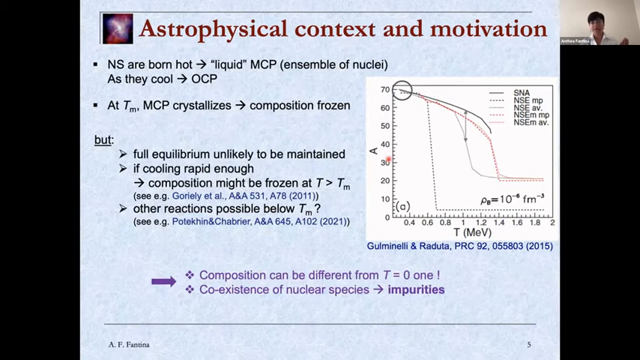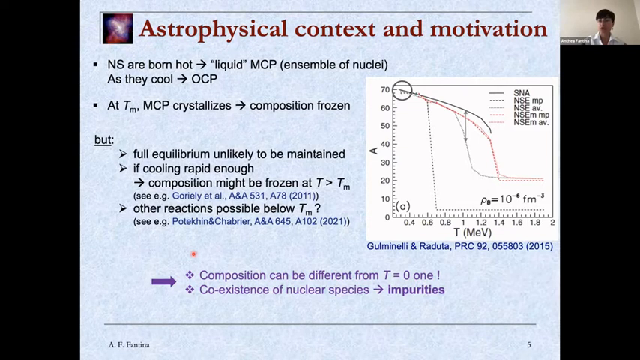And typically, what is assumed is that the crust crystallizes, so solidifies at a certain temperature, after which the composition is frozen. And then the full equilibrium is maintained until the ground state. However, this is unlikely to be the case. And if the cooling is rapid enough, then the composition might be even frozen at higher temperature. Or maybe other reactions are possible below the crystallization temperature, which means that the composition can be different from the ground state one.